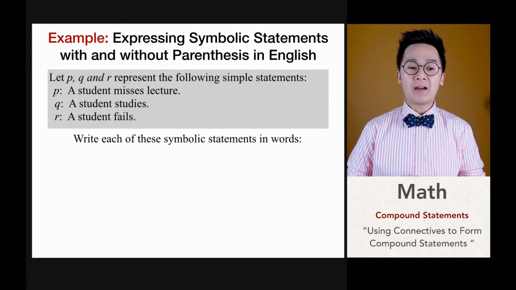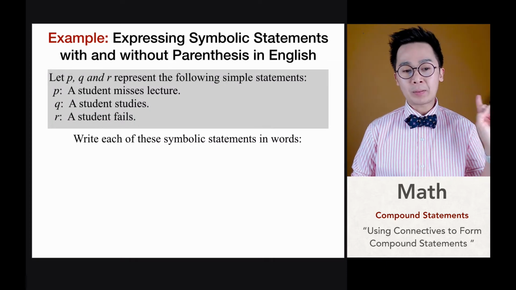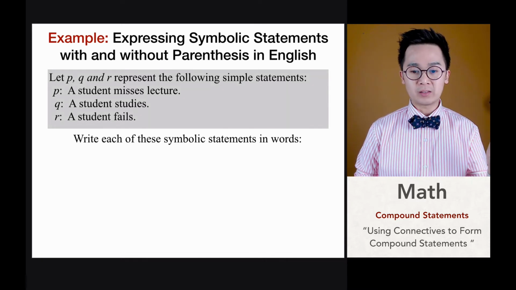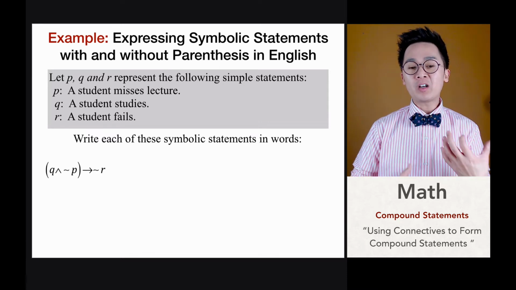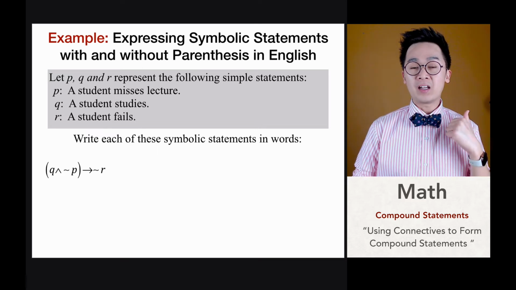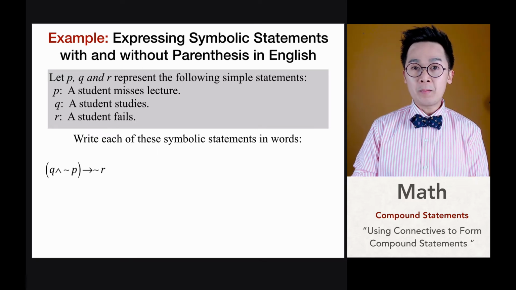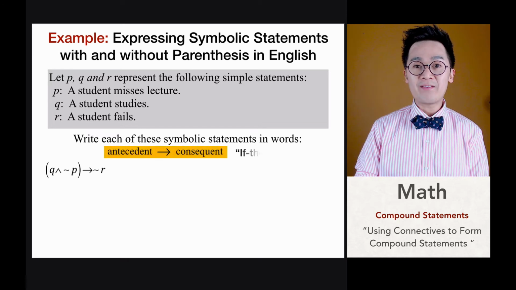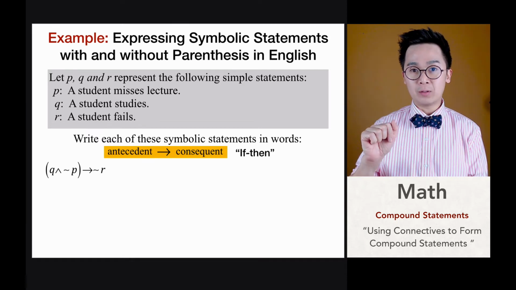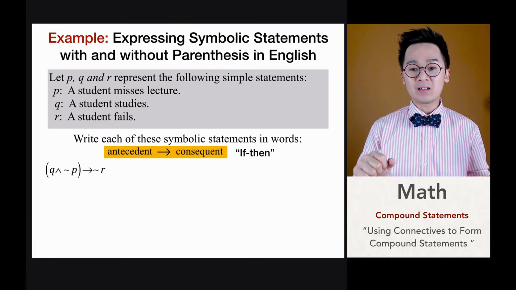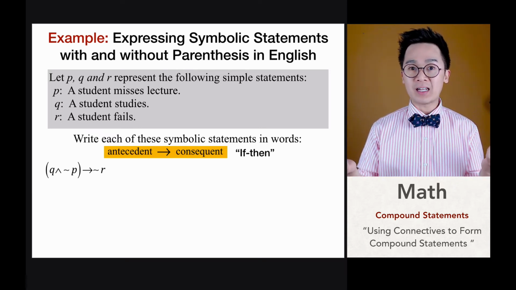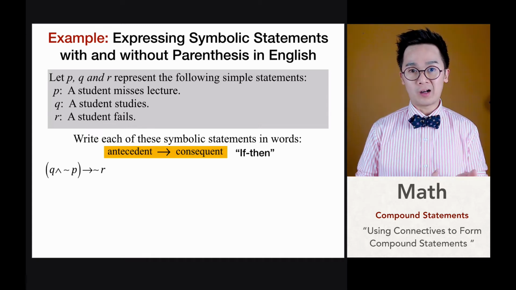So let's say we have three basic statements: P, a student misses lecture; Q, a student studies; and R, a student fails. And if we're going to be using a more complex compound statement such as this, we're going to be working on the dominant operation. In this case, the dominant operation would be the if-then statement given by the arrow. And we know that if there's an arrow symbol, we have an antecedent going towards a consequent. And these are the two basic statements inside the compound statement that we are looking at right now.